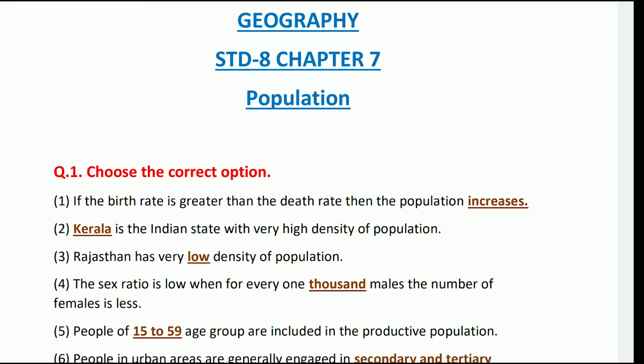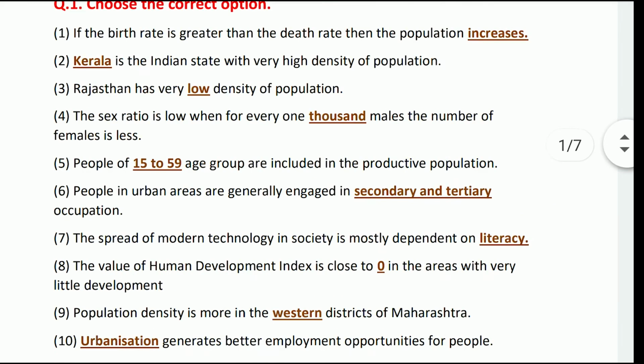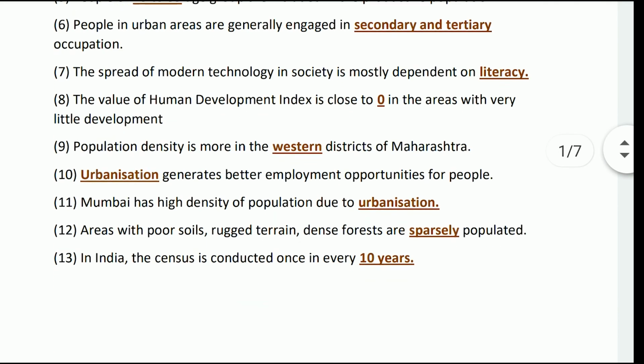People of the 15 to 59 age group are included in the productive population. People in urban areas generally engage in secondary and tertiary occupation. The spread of modern technology in society mostly depends on literacy. The value of the human development index is close to zero in the areas with very little development. Population density is more in western districts of Maharashtra.